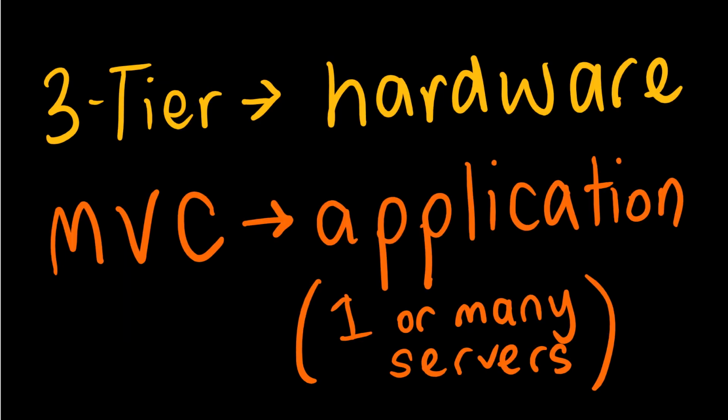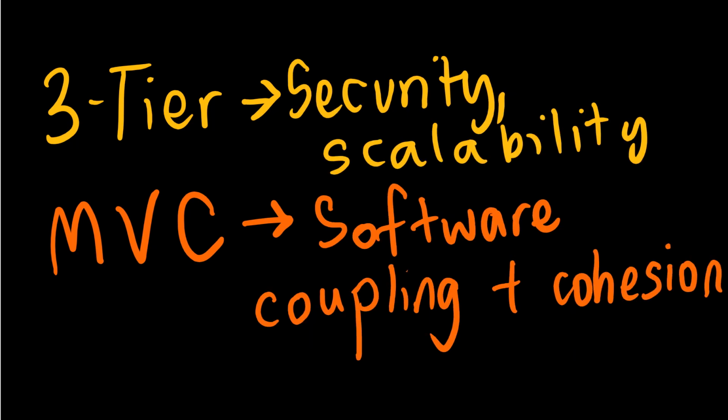3-tiered architecture relates to the hardware level, where 3 layers are deployed on 3 different machines, whereas MVC refers to the breaking down of an application into 3 different software components. These 3 components may run on a single server or a single machine, or may be broken down and run on separate independent machines. 3-tier architecture aims to address hardware issues such as reliability, scalability, and security, while MVC aims to address software design issues such as software coupling and cohesion.